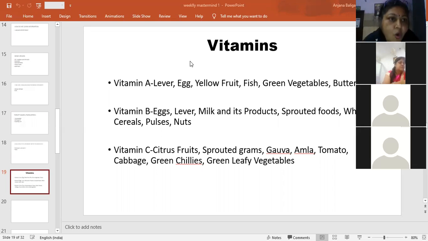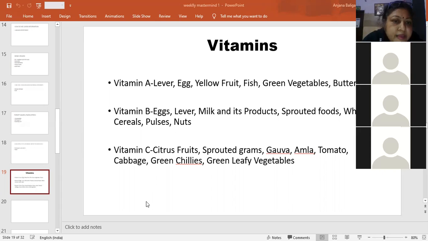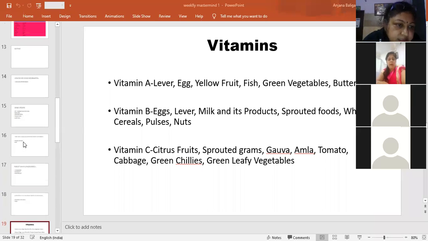Like, Chitra is wearing a guava color dress. On that guava color dress, there are round, green amlas. Her earrings are dangling with green chilies. She is juggling with the tomatoes. And on her head, there is a basket of sprouted green grams. Now, when you remember Chitra, you remember all the things. Clear? Clear or not? So this is how we use the link method in our day-to-day life, in day-to-day studies.